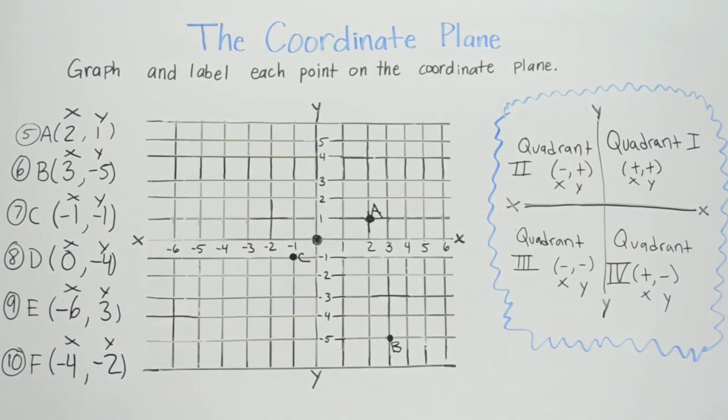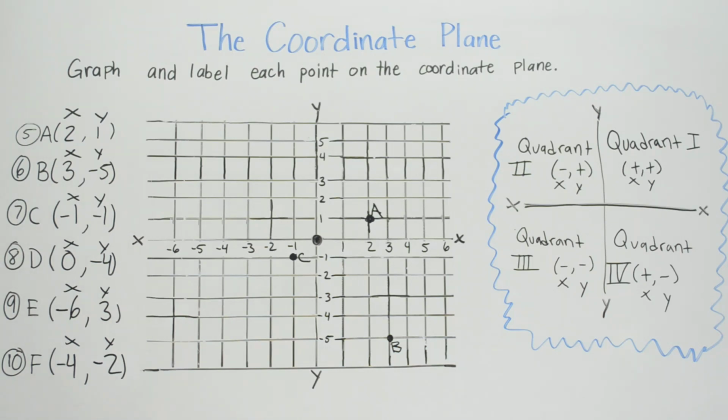Then for the next ones, numbers 8, 9, and 10, go ahead and try to do them on your own. Hopefully you know how to graph already. And if not, go back to the video and replay it and see if you can study it a little bit more. And then after you get it, go ahead and start doing 8, 9, and 10. After you're done, press play again and see if you put the same coordinates that I have.